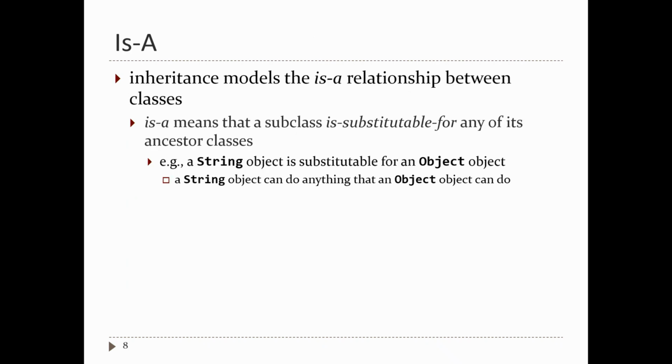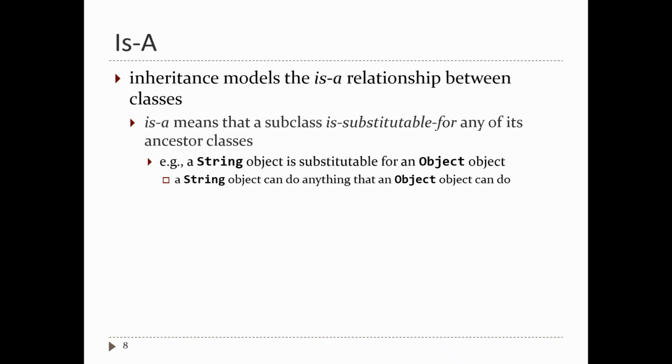Okay, so inheritance is a mechanism for code reuse, but more importantly, it's meant to model the ISA relationship between two classes. ISA means the subclass is substitutable for any of its ancestor classes. So what do I mean by that? For example, a String is substitutable for an Object. A String object is able to do everything that an Object can do. So remember, what can an Object do?